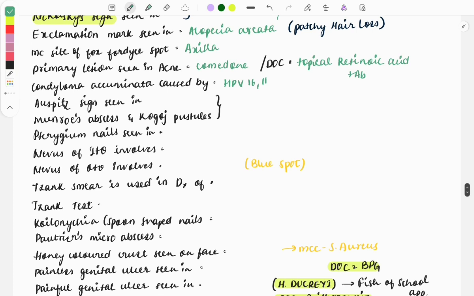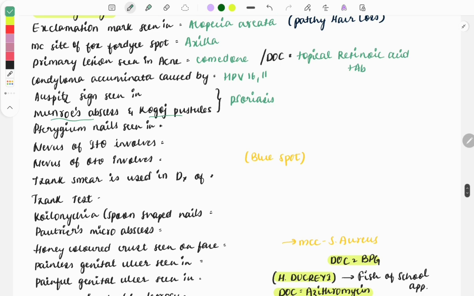Then Auspitz sign seen in psoriasis. Along with this Auspitz sign, you can see certain signs like Munro's microabscess and the pustules of Pautrier. These are the classical findings seen in psoriasis. अगर one-liner पूछा, तो they directly give these signs, and if they ask in a clinical base, then all these findings will be given in the case. So it will be easier for you to find the diagnosis. Then pterygium nails are seen in lichen planus.